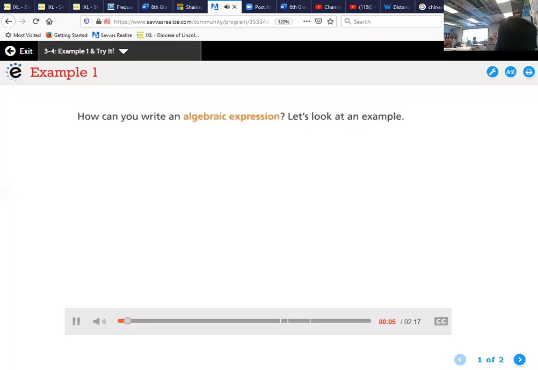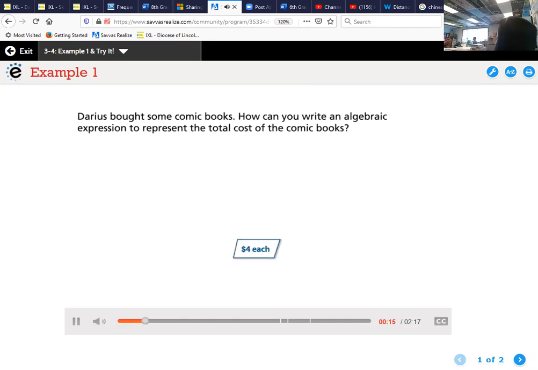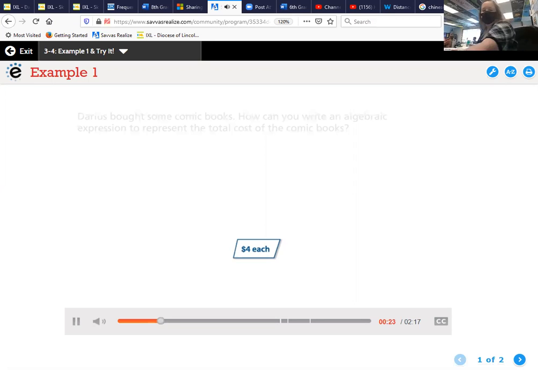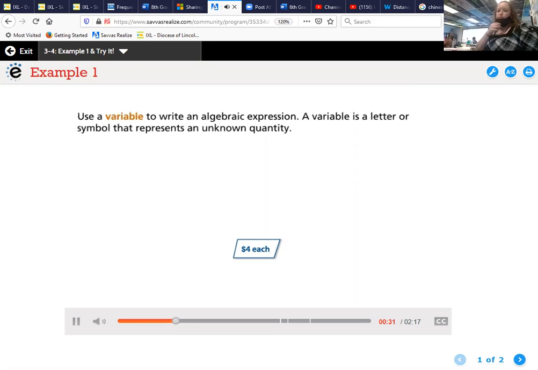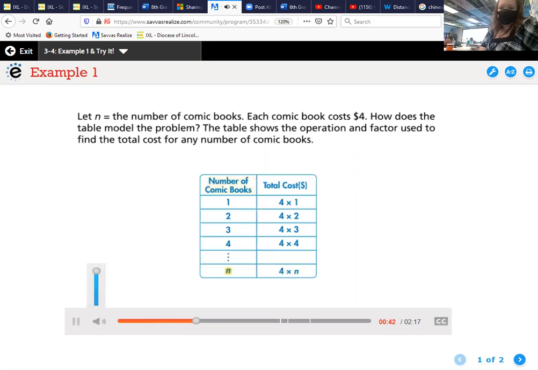How can you write an algebraic expression? Let's look at an example. Gary has bought some comic books. How can you write an algebraic expression to represent the total cost of the comic books? What information is missing? The exact number of comic books Gary has bought. Use a variable to write an algebraic expression. A variable is a letter or symbol that represents an unknown quantity. Let n equal the number of comic books. Each comic book costs $4.